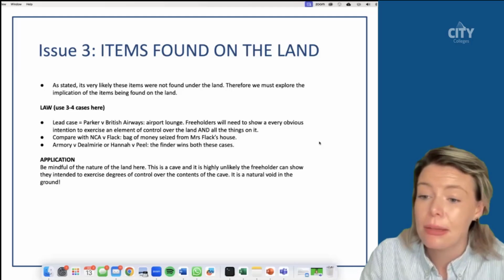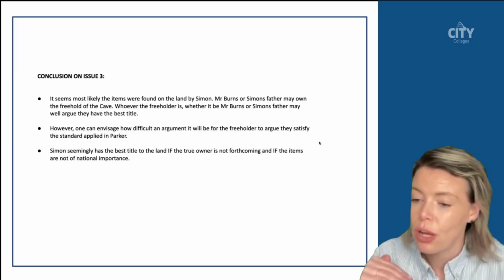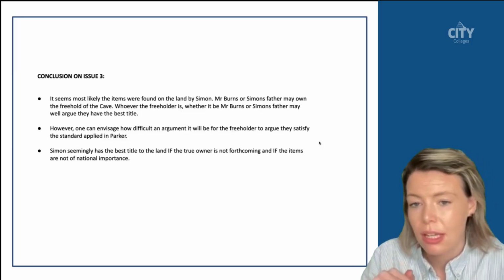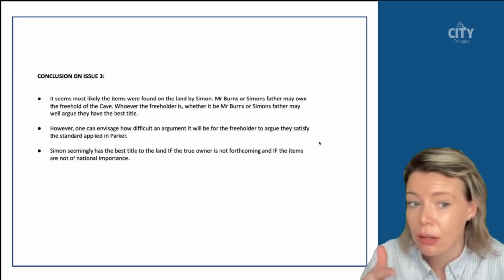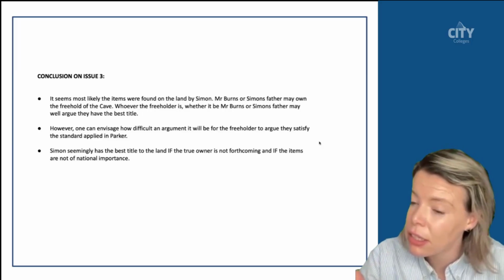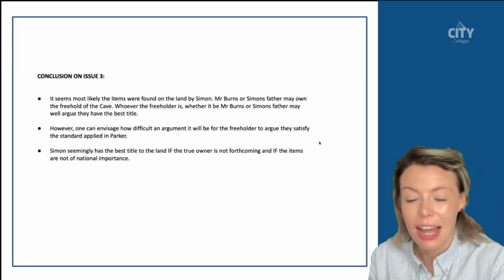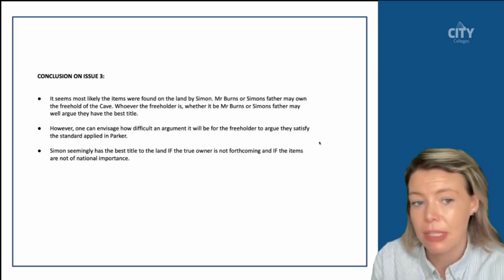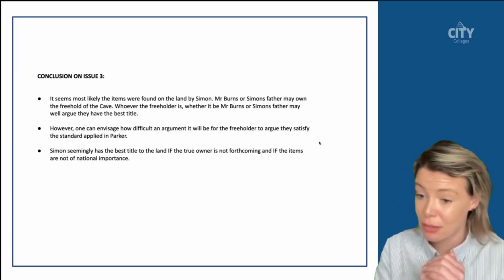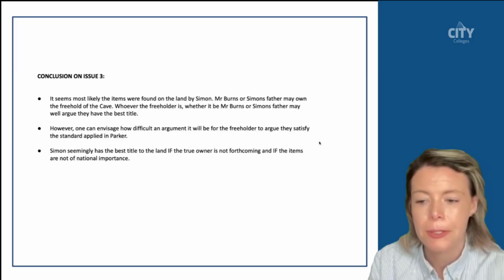If that is the case, then it seems that our client is the person that is most entitled to the item. But Mr. Burns or Simon's father may own the freehold of the cave. So whoever the freeholder is might argue they've the best title, but they'd have to argue that they were more like Mrs. Flack than British Airways. So it's very difficult to argue how the freeholder is going to win this argument. And it seems, subject to clarification, that Tim is not the true owner, that Simon has the best entitlement to the property once it's not one of national importance.